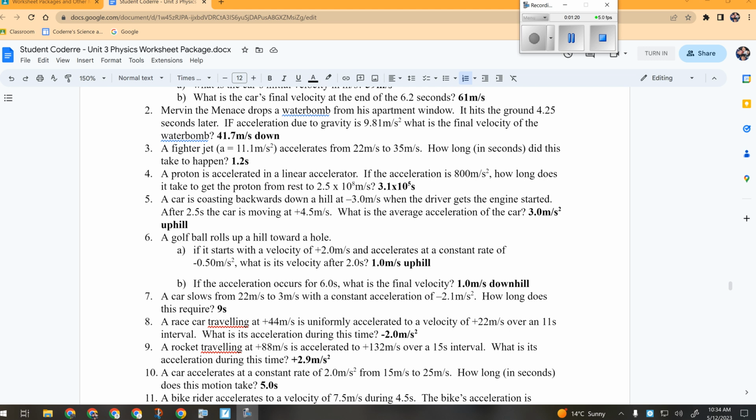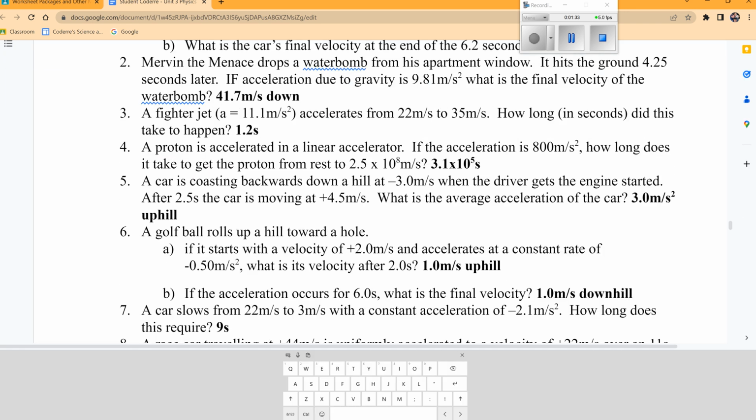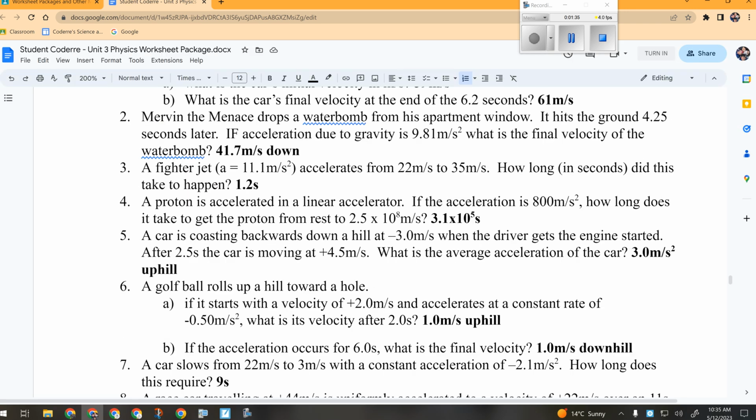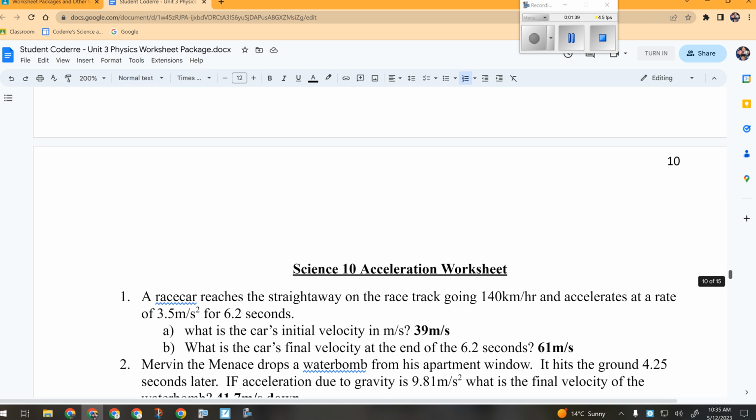So let's try number 2 and number 3 for right now, and then we'll go over those together and see how we do. I'll make them a little bit bigger, but they are in the digital workbook, on page 10.